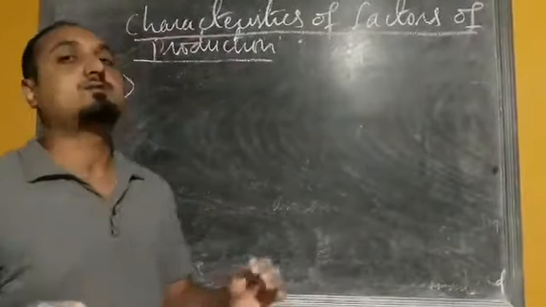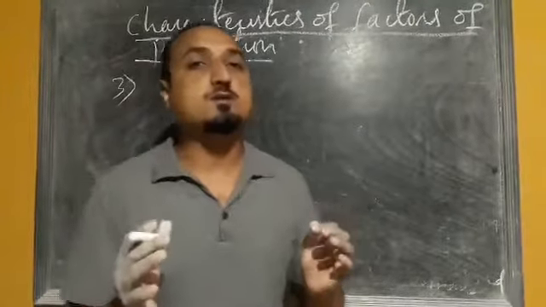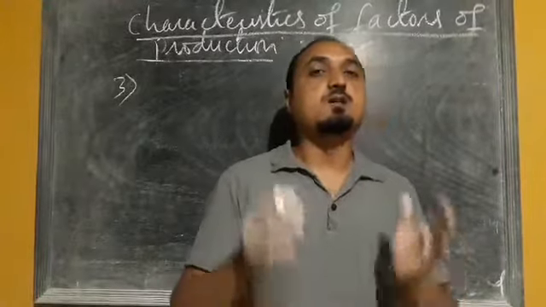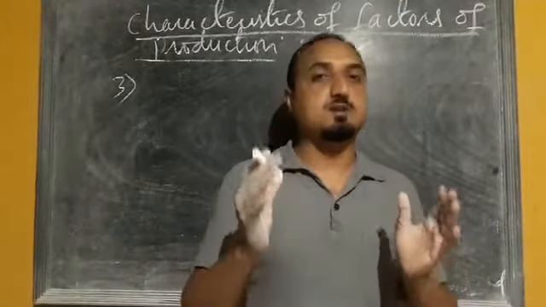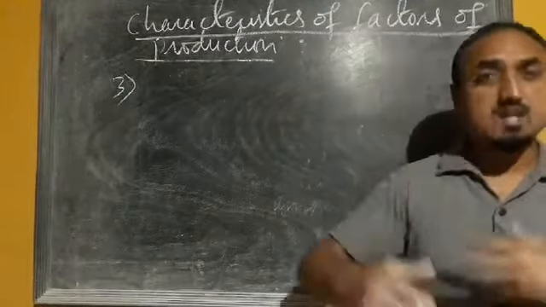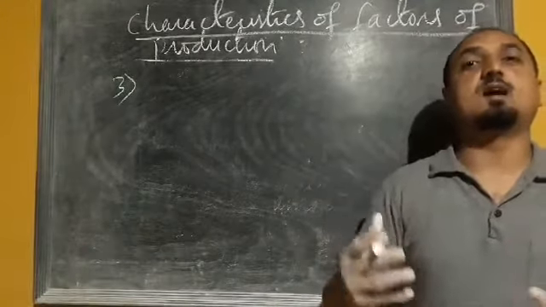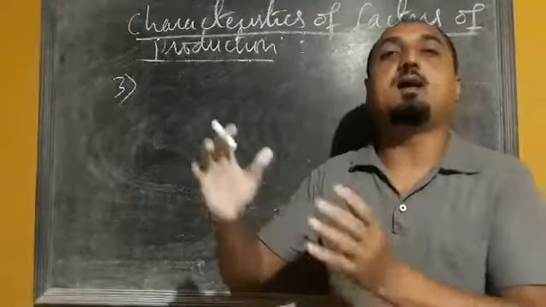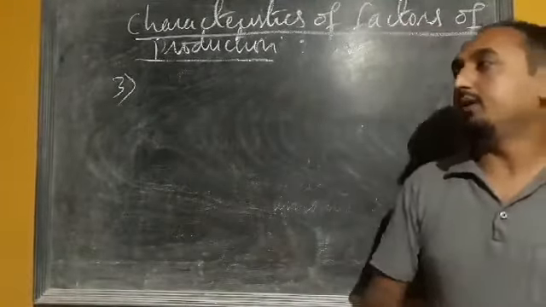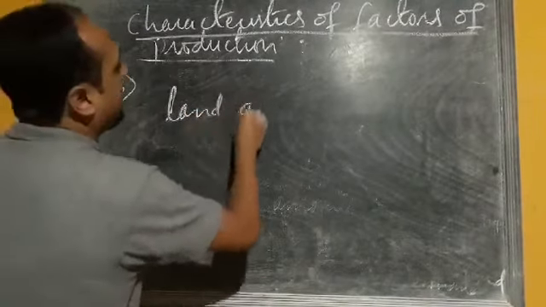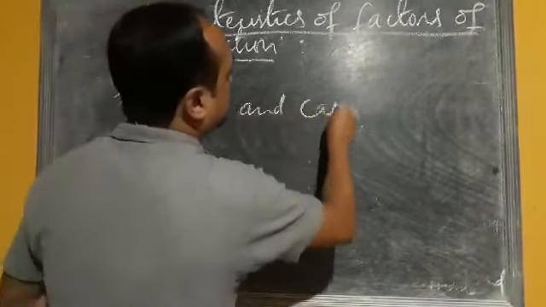Now the third characteristic: all the factors of production have physical existence. Physical existence means they are tangible, that is, they are considered tangible goods, which we can touch, feel, handle and control. Now I will give you an example: land and capital.